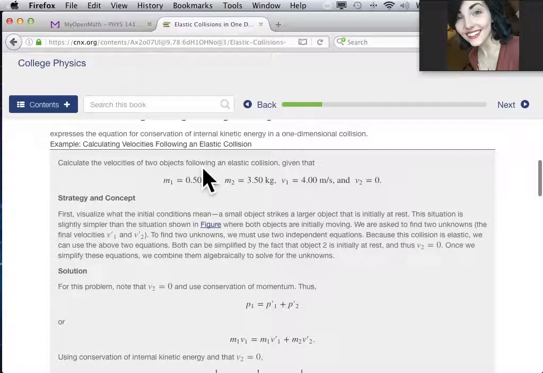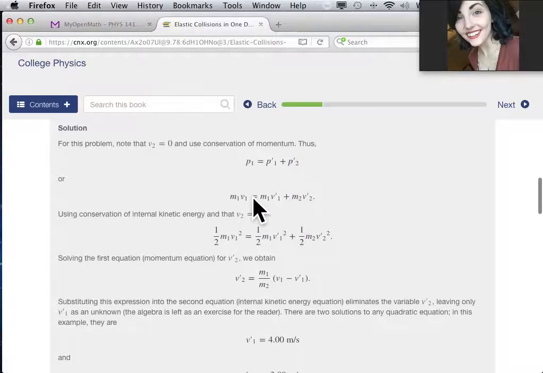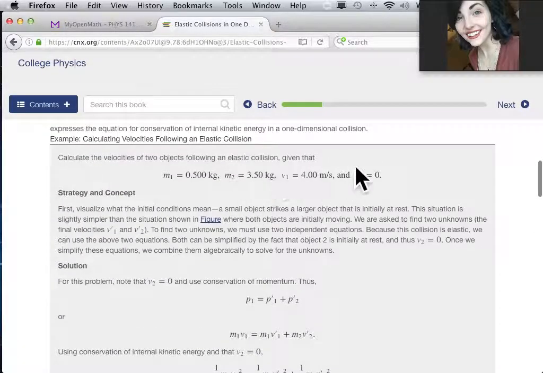Calculate the velocities of the two objects. Well, these must be the initial velocities. And we're calculating, it doesn't really matter, either way you'll get the same answer. But anyway, these are the initial velocities, not the final velocities. You'd get the same exact answer, just in the opposite direction if you did it the other way.